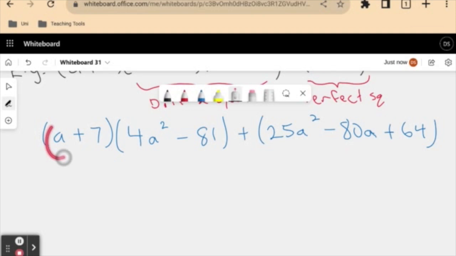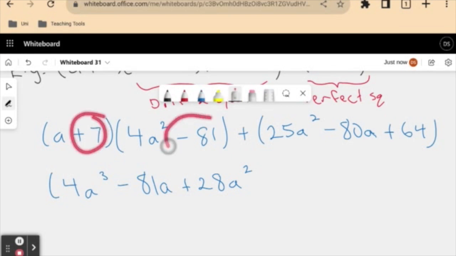So once again, each element of our binomial here will interact with each element here. And I can leave this one as is for the time being. So a multiplied by 4a squared will get 4a cubed. A multiplied by negative 81 will give me negative 81a. Our positive 7 multiplied by our 4a squared will give us positive 28a squared.